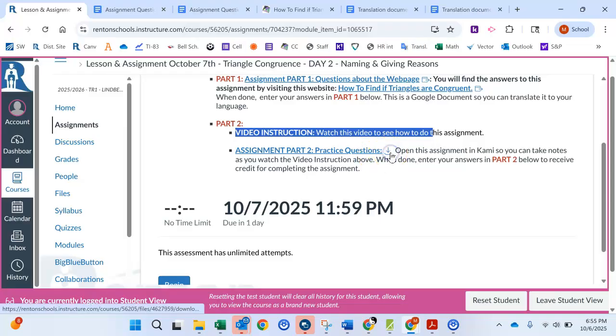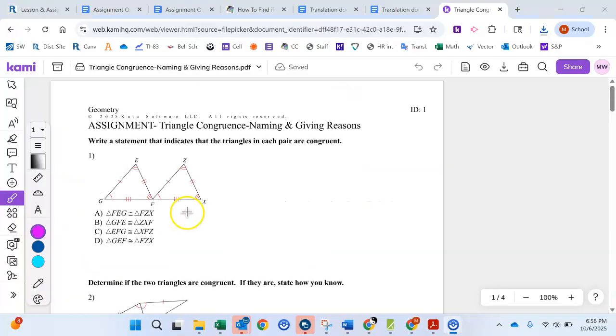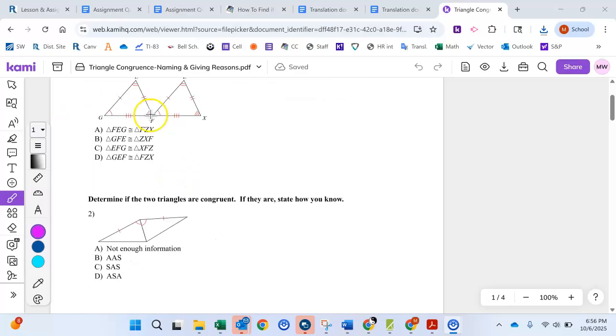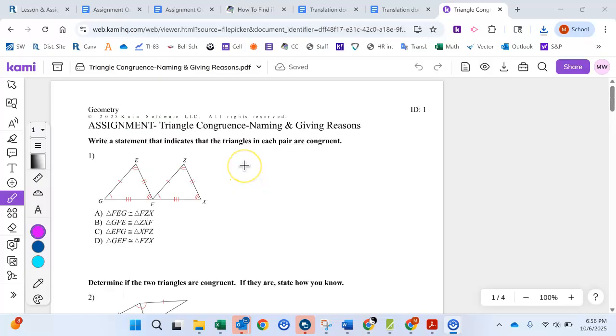So you're going to click this assignment and make sure that you download it so you can open it in Kami. Then I'll go ahead and do that. Okay, so I've opened it up in Kami, and there's 3 types of questions right here: 1, 2, 3. I'm going to put these in a translation document.